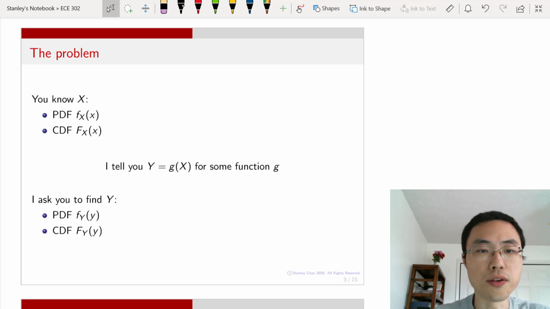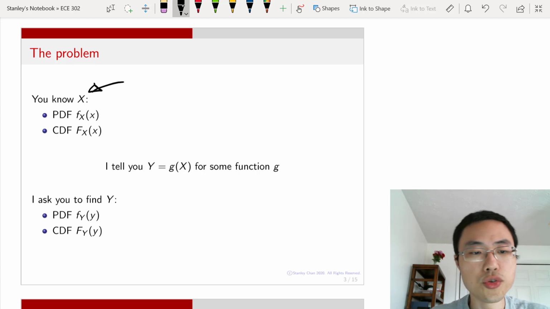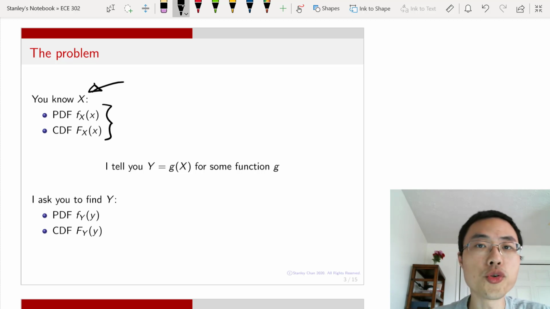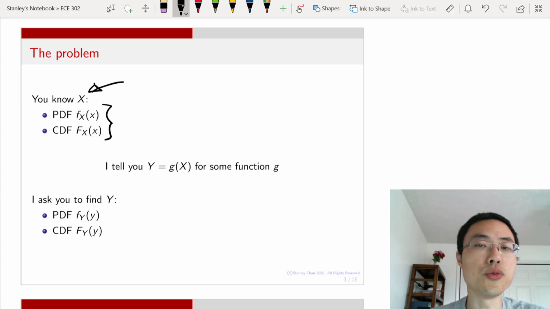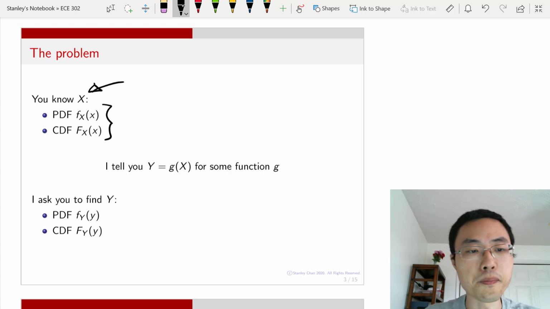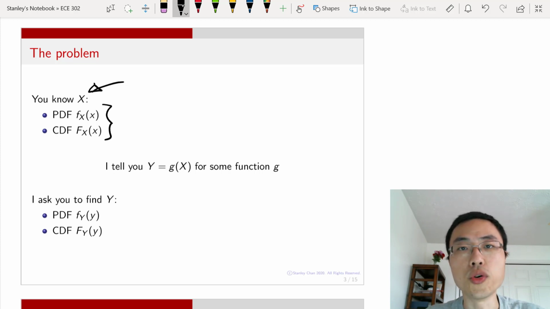The problem is as follows. You have a random variable x, and we assume that you know the PDF and also the CDF. Now, of course, if you know the PDF, you integrate, you will be able to get a CDF, or vice versa. If you're given a CDF, take the derivative, you will be able to get a PDF. So by knowing x, I really mean that you have access to either the PDF or the CDF or both.